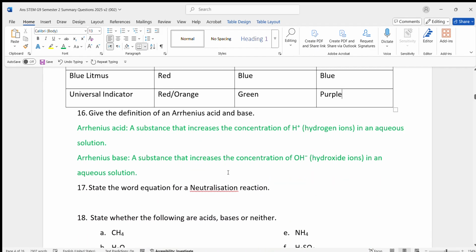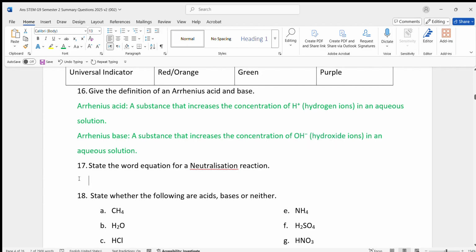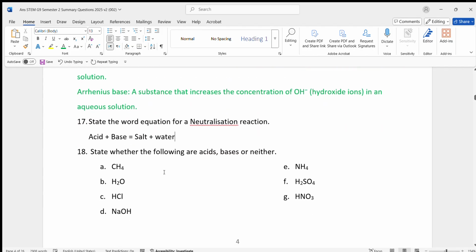Now the definition already mentioned for Arrhenius acid and base: the main thing you need to put is H plus for the acid and OH minus, the hydroxide ions, for the base. That's the main thing you need to understand. Following that, equation number 17, the neutralization equation: acid plus base gives you salt plus water. There should be an arrow sign in between. I can't draw this because it takes a long time.